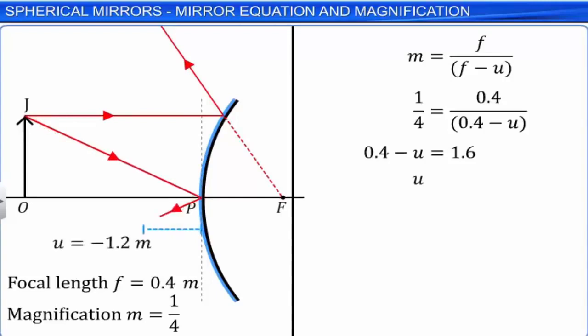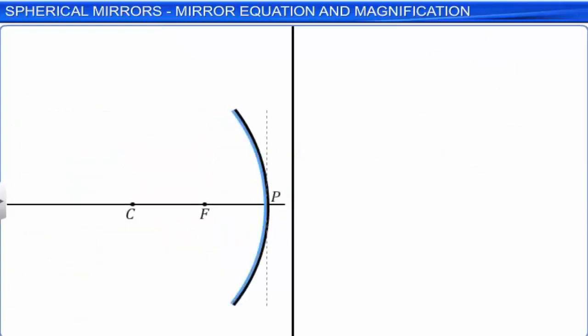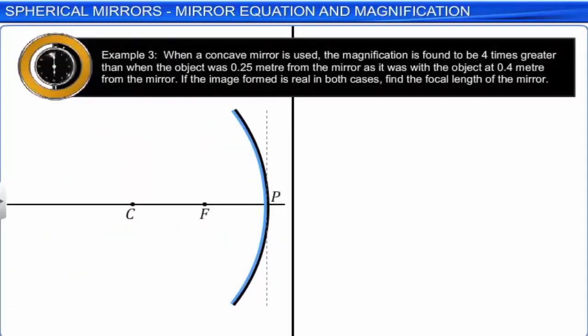Example 3. When a concave mirror is used, the magnification is found to be 4 times greater when the object was 0.25 meter from the mirror as it was with the object at 0.4 meter from the mirror. If the image formed is real in both cases, find the focal length of the mirror.